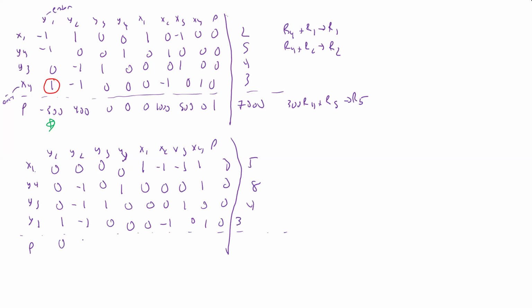So it's a 0, 100, 0, 0, 0, 700, 500, 300, 1, and that's going to be 900, so 7,900. Yay! All of those are positive, so we can stop.